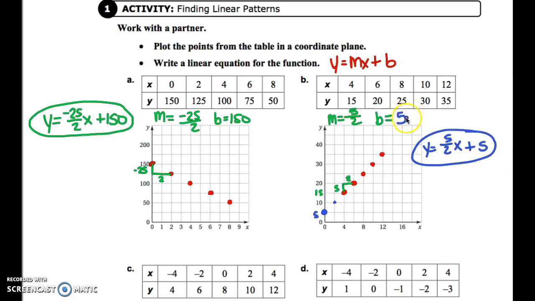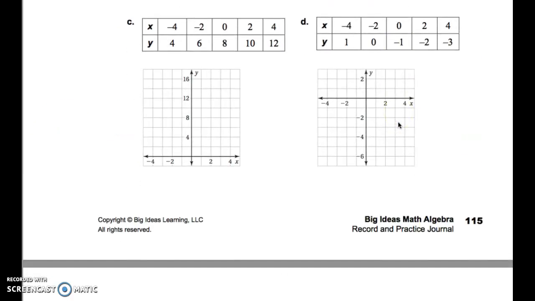Okay, moving down to part C. Again, we need to plot these points on the graph. So we have negative 4, 4. So we go left to negative 4 and up 4. So I'm noticing that as I went over, they're going by 1s. But as I go up, they're going by 2s. So keep that in mind and be careful when you plot these. Then we have negative 2, 6, 0, 8, 2, 10, and 4, 12.